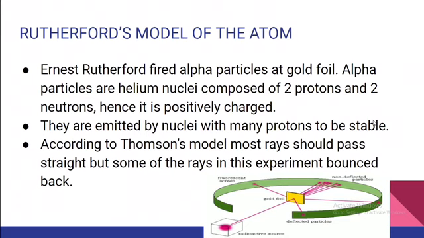Rutherford's model of the atom. Ernest Rutherford fired alpha particles at a gold foil. Alpha particles are nothing but helium nuclei which have 2 protons and 2 neutrons. Therefore, they are positively charged. The alpha particles are emitted by unstable nuclei which have too many protons. According to Thomson's model, most rays should pass straight through the gold foil. However, a few of the rays bounced back or were slightly deflected. So let's see what this means.